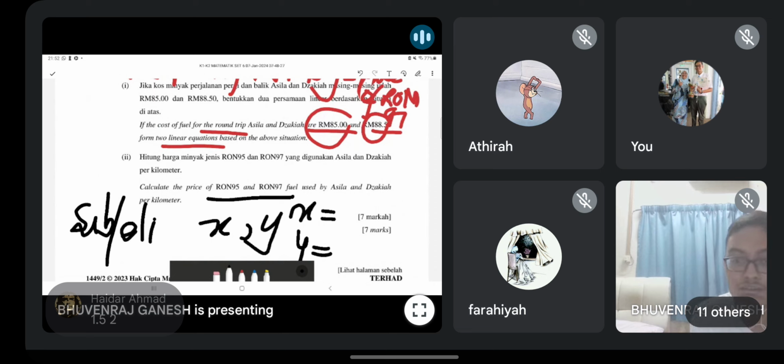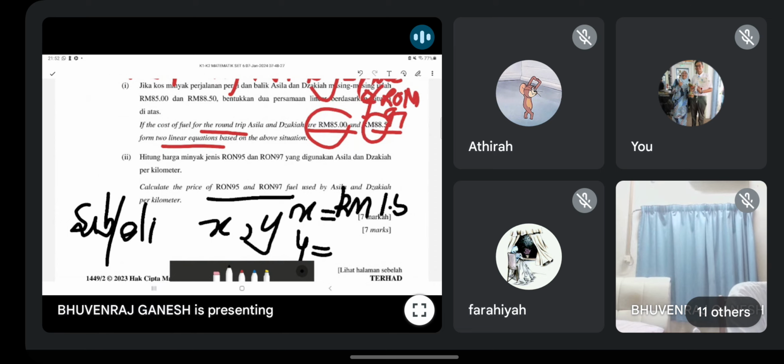Haida, I don't get your meaning. Oh, you telling how... Oh, salah. Okay, never mind. You tell final answer. Jawapan akhir. Because yang ni very basic how to solve. Just want to see you can get the answer or not. Yes, correct. Okay, x is RM 1.5. Y equals to RM 2.